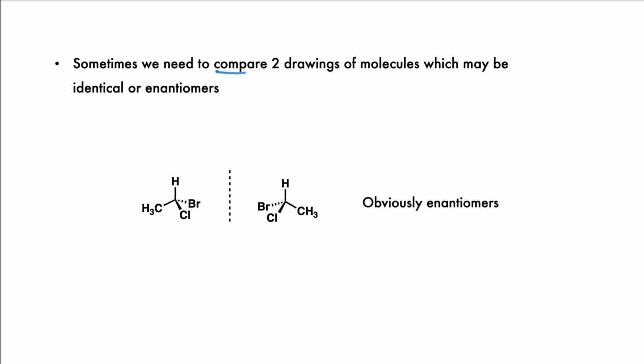Sometimes you need to compare drawings of 2 chiral molecules to see if they are identical or enantiomers. These 2 chiral molecules are obviously enantiomers. They are lined up so you can see that they are mirror images of each other. But sometimes the molecules are drawn in ways that are hard to compare.